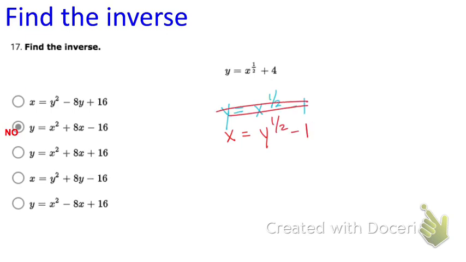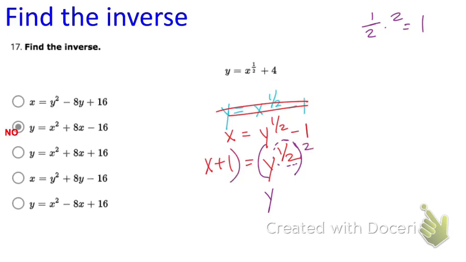Now I just want to solve for y. So I'm going to add 1 to both sides. And now I want y by itself, but it's to a 1/2 power. So you want it to just be y. So you want to think, what can I do to 1/2 to make it like 1? I want the exponent to be 1. So if you think of it, 1/2 times 2 is 1. So what we're going to do is we're going to raise this to the 2nd power, and we're going to raise this to the 2nd power.